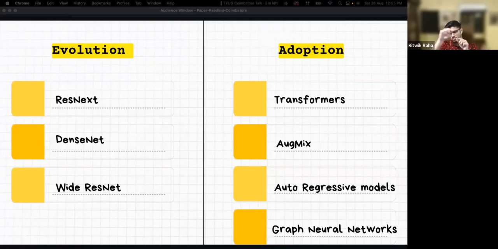So every residual block has parallel pathways. DenseNet, short for densely connected convolutional neural networks. Here, each layer receives input from all preceding layers. This results in a highly interconnected network. And Wide ResNet, which is a variant of ResNet with increased width of the network, or the number of channels.